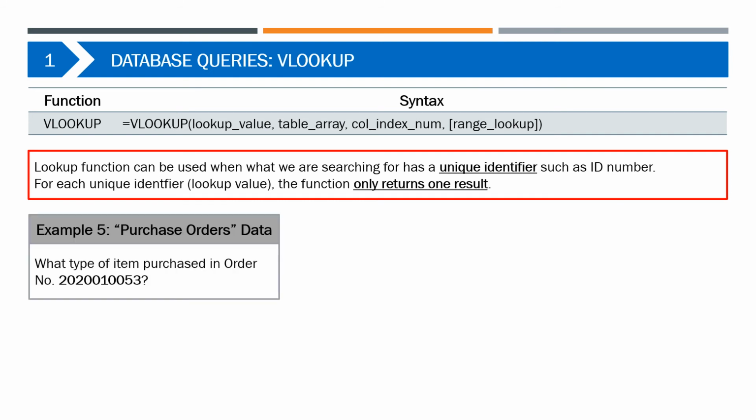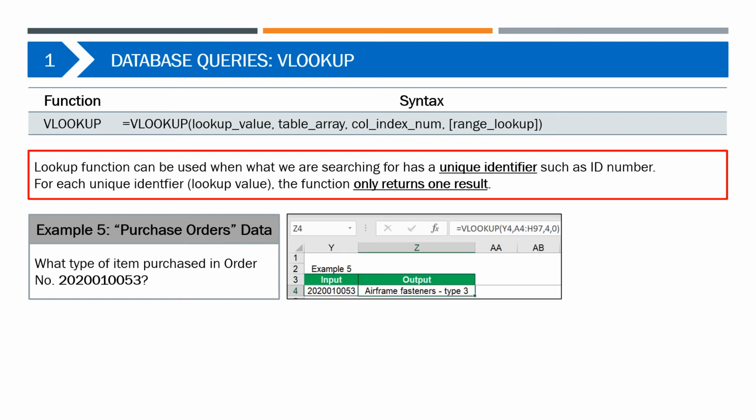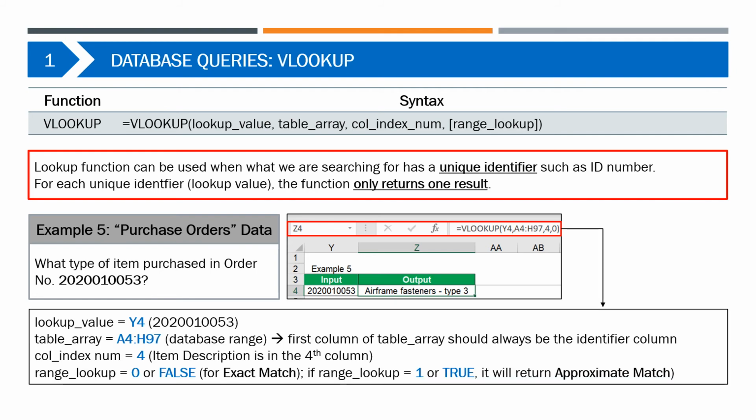This is the example. What type of item was purchased in order number 20200153? So this is the identifier, the unique identifier. One item only has one identifier. Similar goes to your citizen number. One person only has one citizen number. So we are going to perform this function through Microsoft Excel. I will show you after this slide.